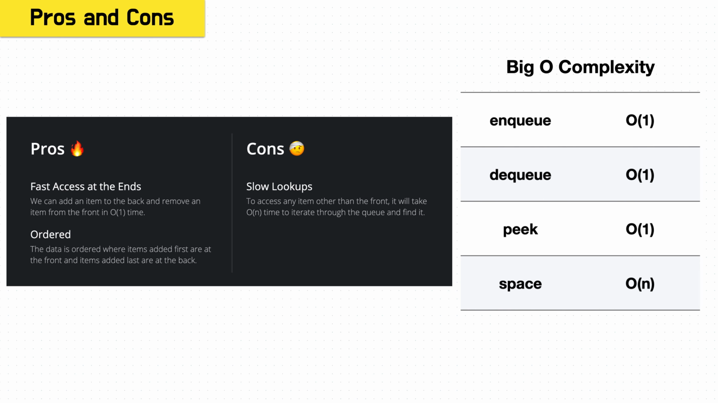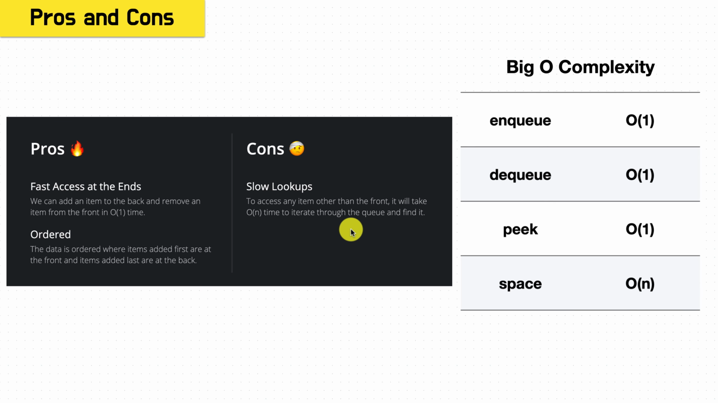So the pros and cons of a queue is that the pro is you get fast access at the ends. The first and last item, or enqueue, dequeue, are all constant time, so you can work very fast where these operations matter. It's also ordered. You have these items ordered from oldest to newest, where you always work with the oldest first.